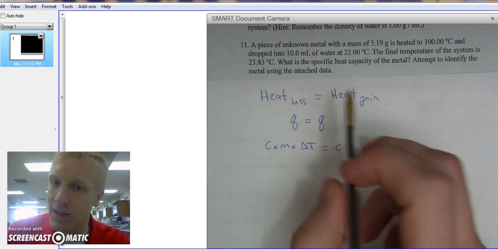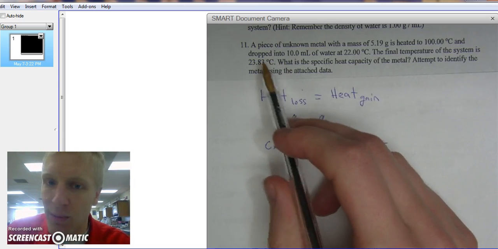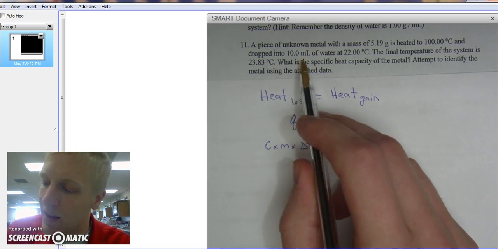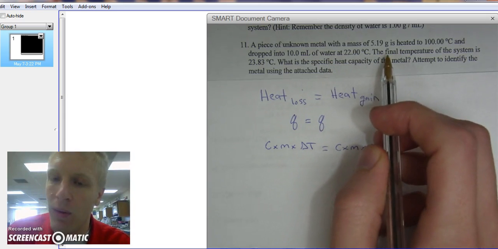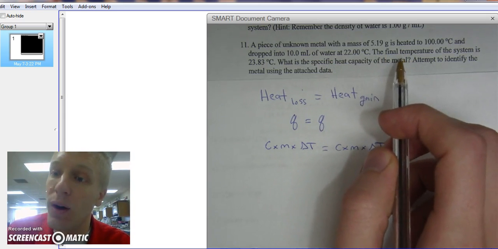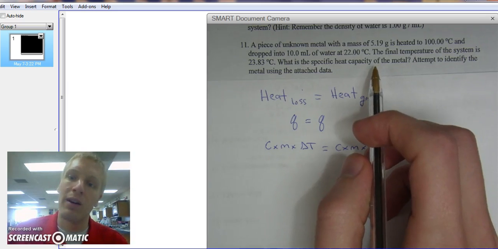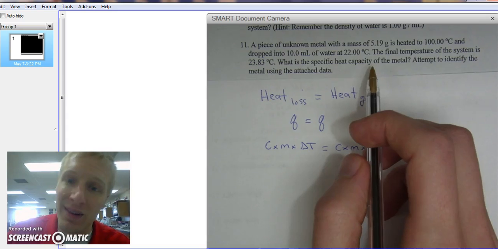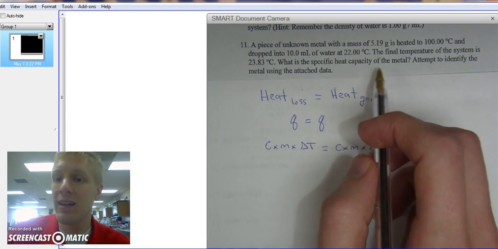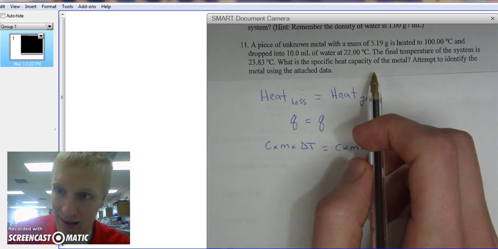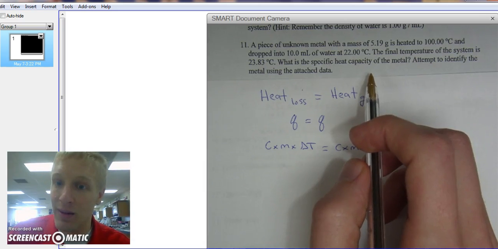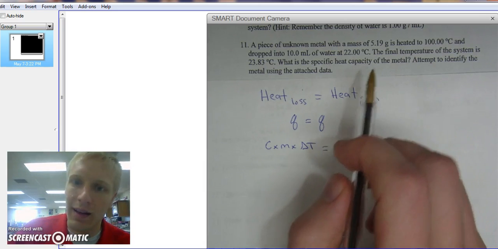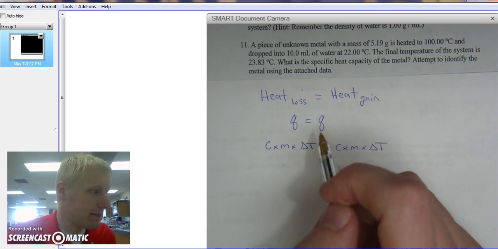Alright, so we have a scenario like question 11 right here. It says a piece of unknown metal with a mass of 5.19 grams is heated to 100 degrees Celsius and dropped into 10 mL of water at 22 degrees Celsius. The final temperature of the system is 23.83 degrees Celsius. What is the specific heat capacity of the metal? So that's C. Attempt to identify the metal using the attached data.